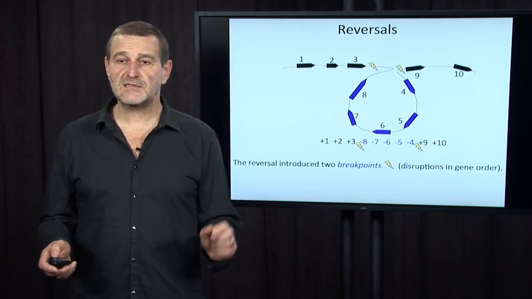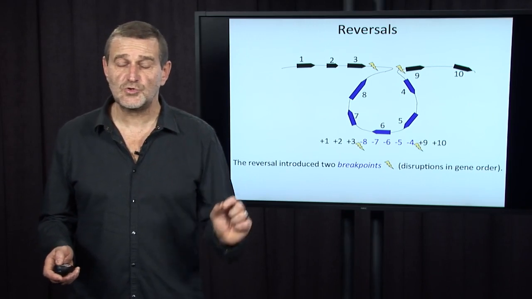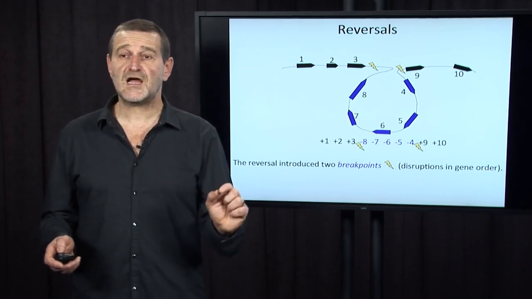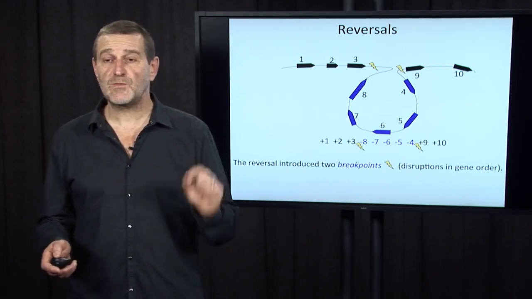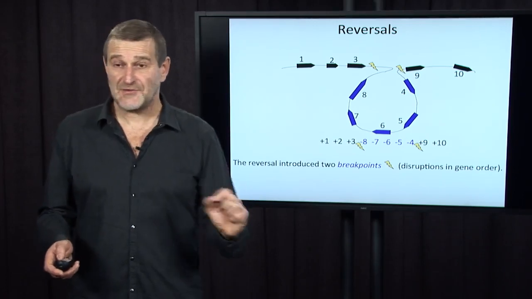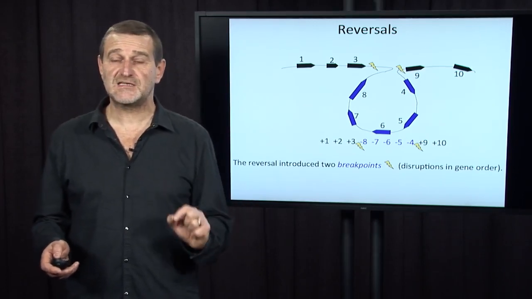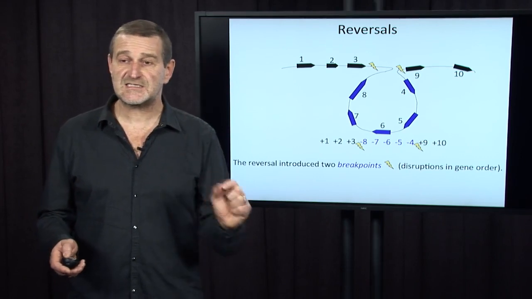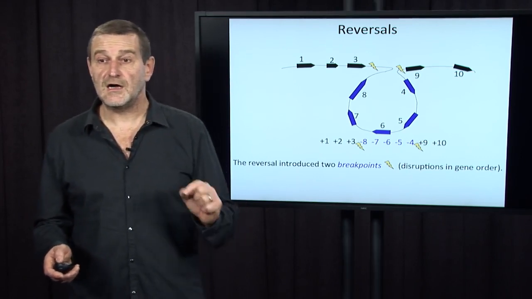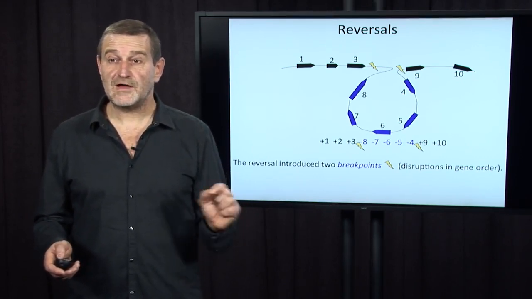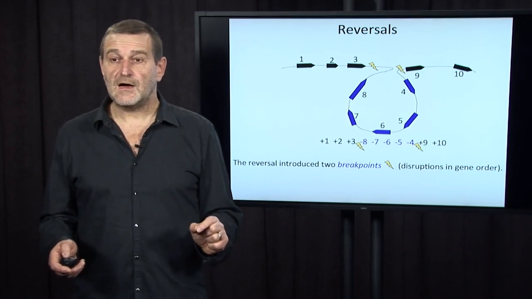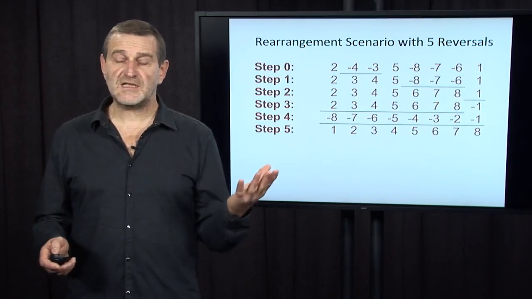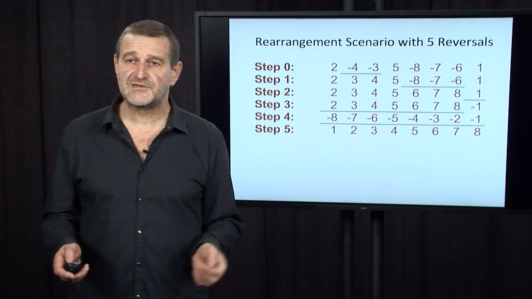And as a result, the reversal introduces two breakpoints, disruptions in gene order. For example, +3 and -8 are not supposed to be together, but they are together in the new permutation. And the same thing applies to -4 and +9. Let's take a look at one of the possible rearrangement scenarios.